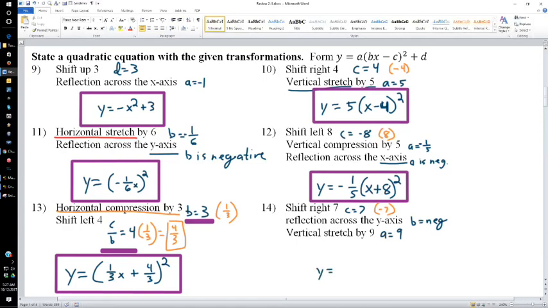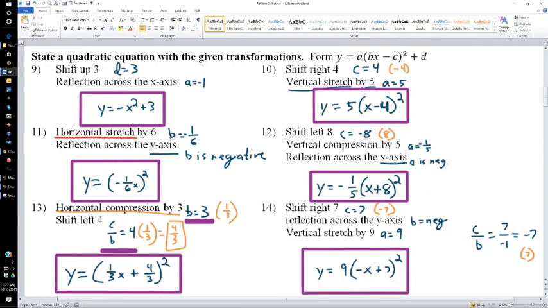So y equals my a value of 9, my b value of -1, my c value of 7, but I'm going to put a -7. Now here's the funky part. Remember, we have to do c divided by b. Well, if c is 7, and b is -1, that's -7. But remember, you got to flip it to put it in, so that becomes a positive 7, plus 7.